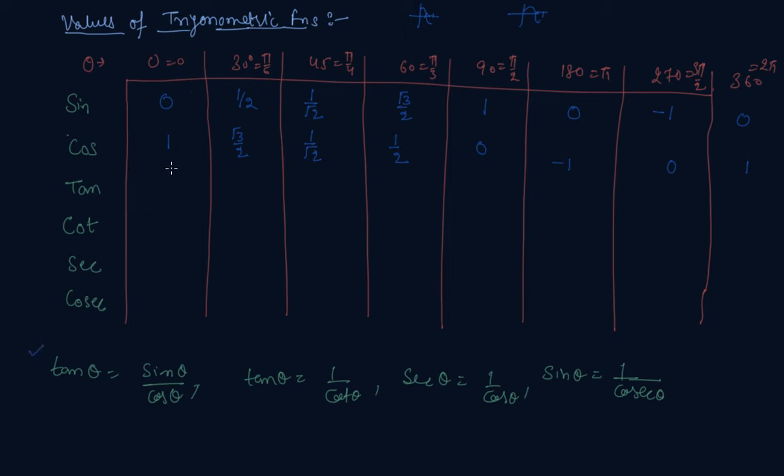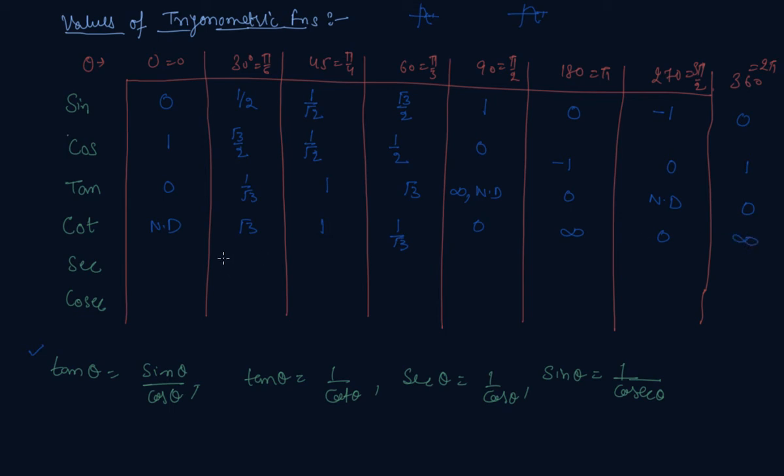Okay. So now after knowing the values of sine and cos, students, you can use this formula for tan. 0 by 1 will be 0, 1 by 2 upon root 3 by 2 will be 1 by root 3, this will be 1, this will be root 3, this will be not defined, or you can say infinite. Okay, so 0 by minus 1 is 0, this is again not defined, this is again 0. Okay students, now the cotangent is the inverse of tangent, so you can say not defined here, root 3, 1, 1 by root 3 here, and this will be 0, this will be not defined, 0, not defined.